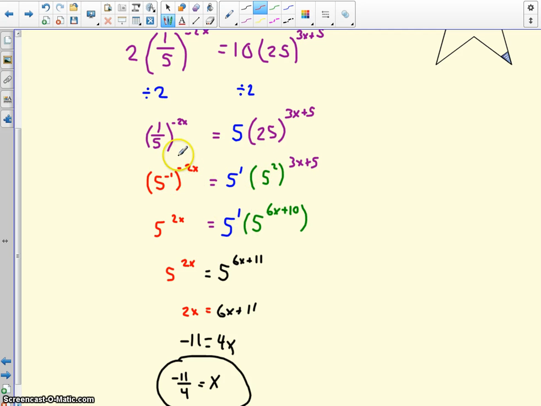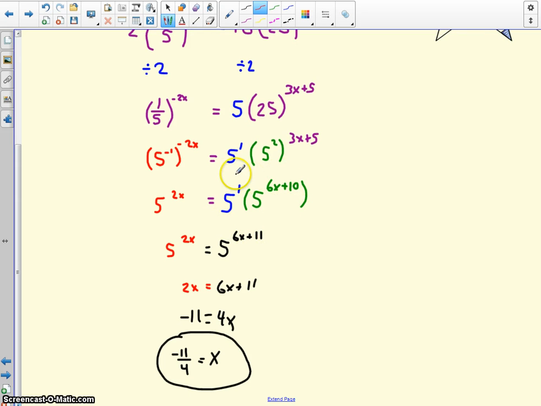I multiplied power of a power here, so I have negative 1 times negative 2x give me positive 2x for my exponent on the left. And then I multiplied 2 times 3x plus 5 to get 6x plus 10 for my exponent on the second 5 on the right. So then on the right side, I still had to multiply these two powers together, so I added the exponents. 1 plus 6x plus 10 is 6x plus 11.